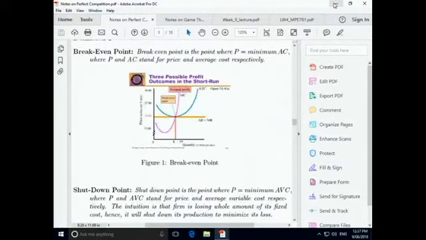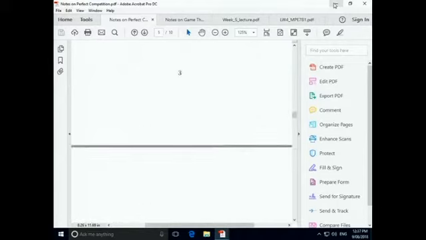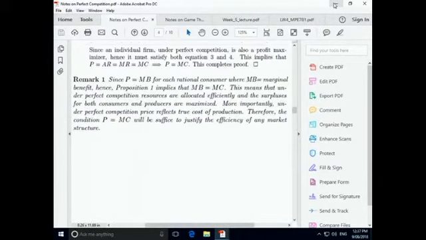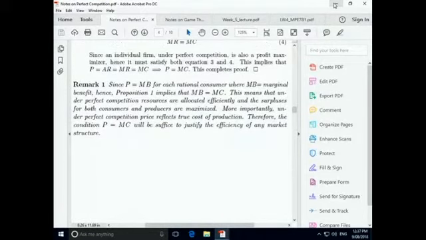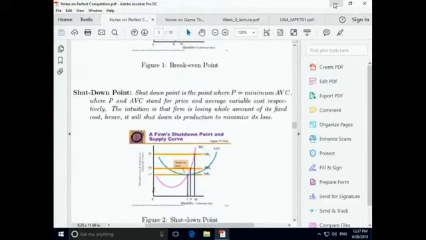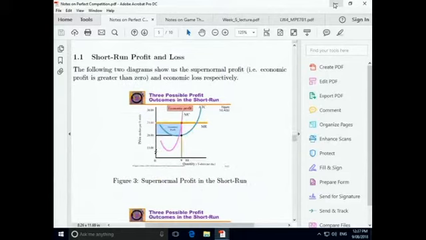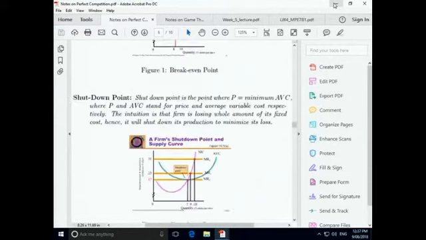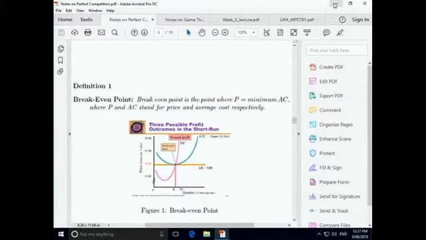So we finish perfect competition pretty much. Now I'm going to show you how to calculate the profit. What is the break-even point? What is the shutdown point? And then finally, I'm going to cover long-run entry and short-run entry, right? Long-run profit or entry.